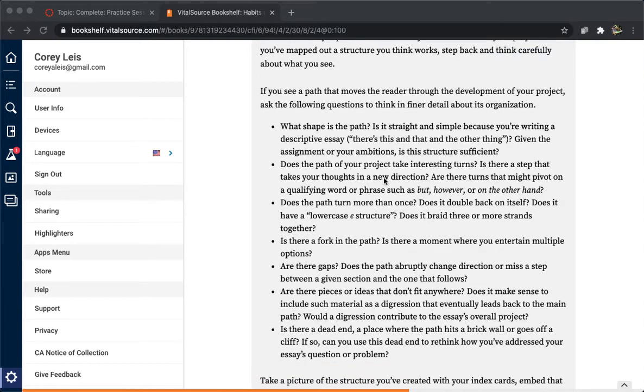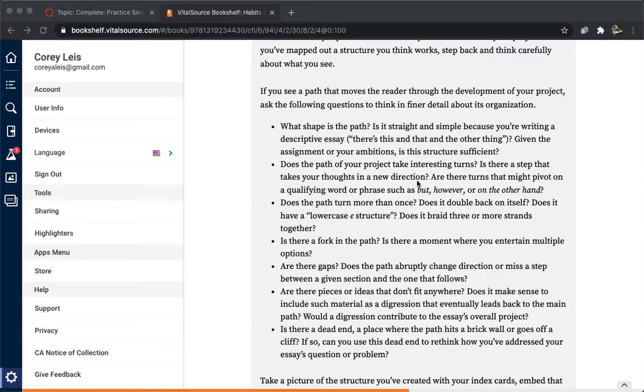Does the path of your project take interesting turns? Is there a step that takes your thoughts in a new direction? Are there turns that might pivot on a qualifying word or phrase, such as but, however, or on the other hand? Now, they're borrowing language from a chapter or an essay in Habits of the Creative Mind that we haven't read yet. We're going to read it a little later in the semester.